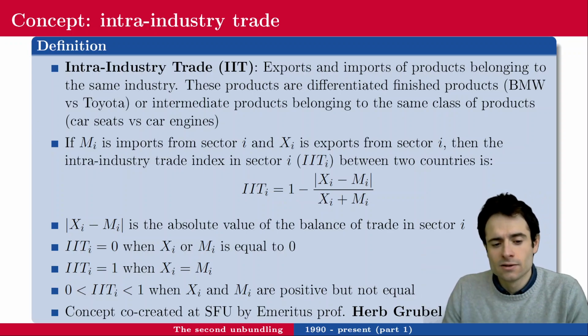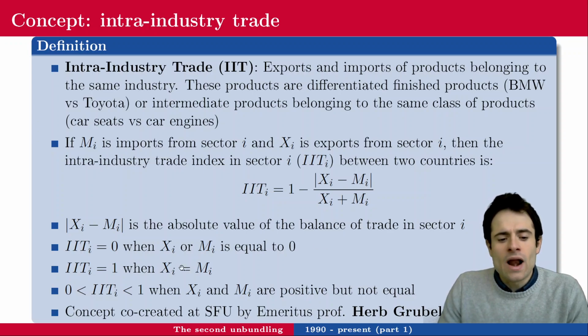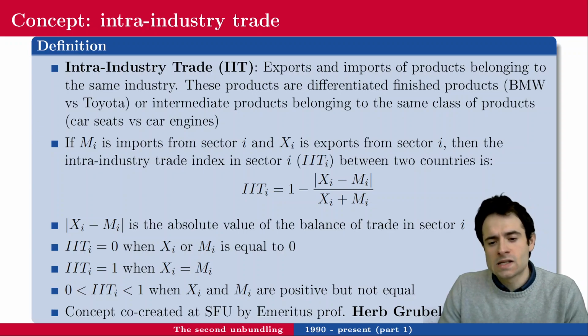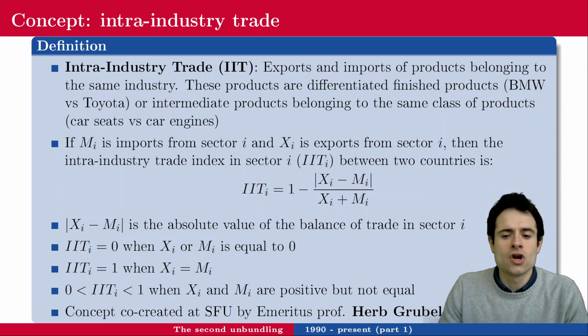On the other hand, if there are as many exports as there are imports in that industry, then xi minus mi is equal to 0. This whole ratio is equal to 0, and the index reaches the highest value, 1. Then, when exports and imports inside an industry are not the same, the index will be between 0 and 1.